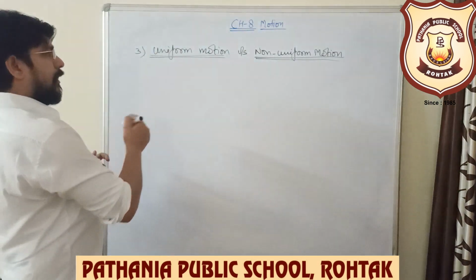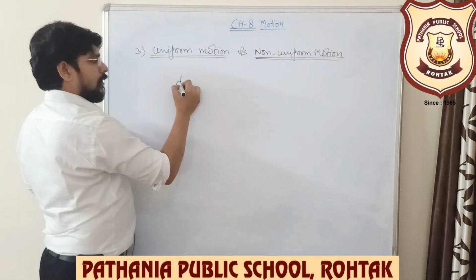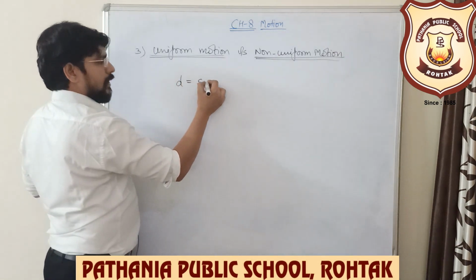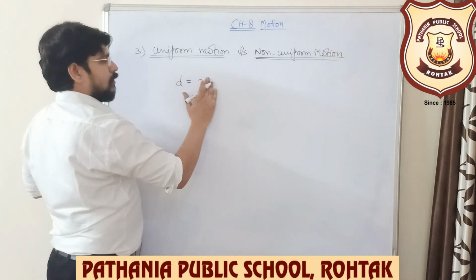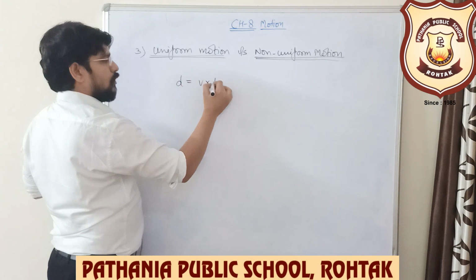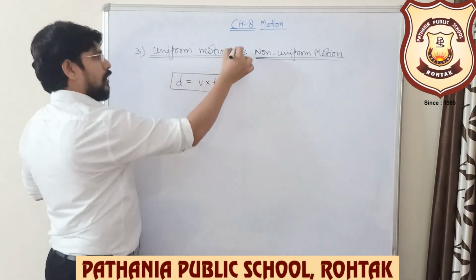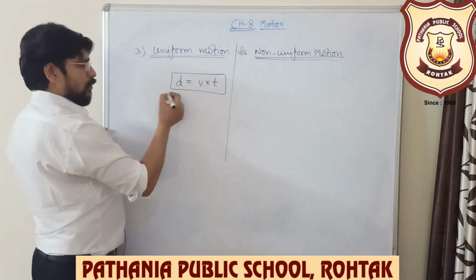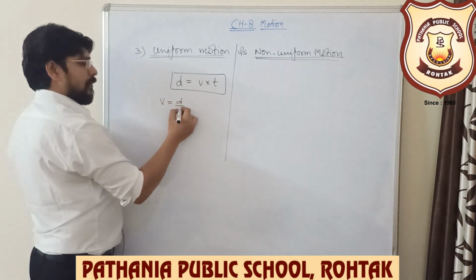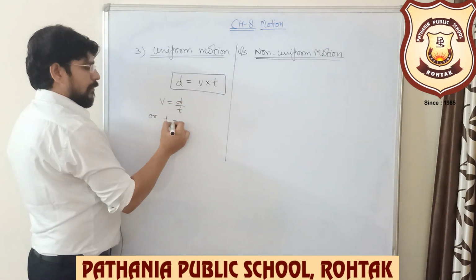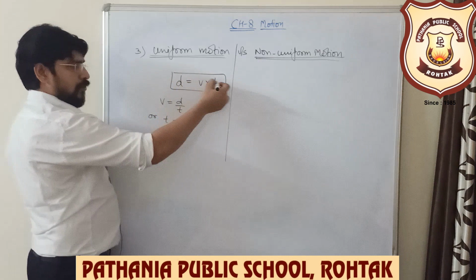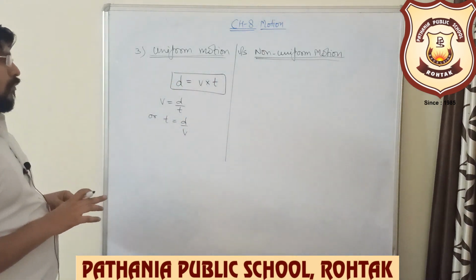For uniform motion we have a very simple equation. Displacement is equal to speed into time, or displacement is equal to velocity into time. That is a very simple equation for uniform motion. You can use it like velocity is equal to displacement by time, or time is equal to displacement by velocity, or displacement is equal to velocity into time.